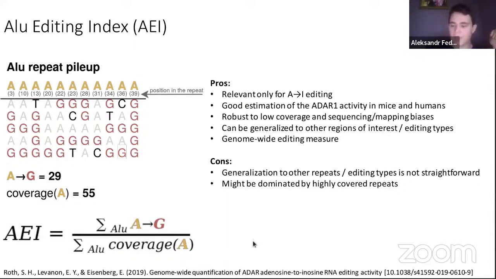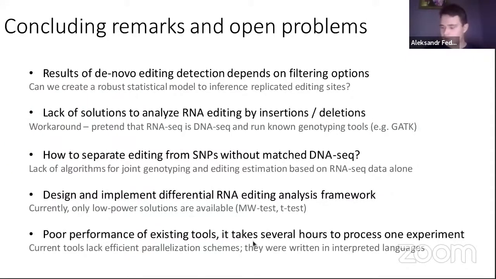In conclusion, RNA editing is a trending topic. What is good for us as researchers is that we have a lot of questions yet unsolved. Please consider that maybe you'll be the one who will solve them. For example, you may have ideas how to design and implement a framework for differential RNA editing analysis. Current solutions are, well, underpowered, to say the least.